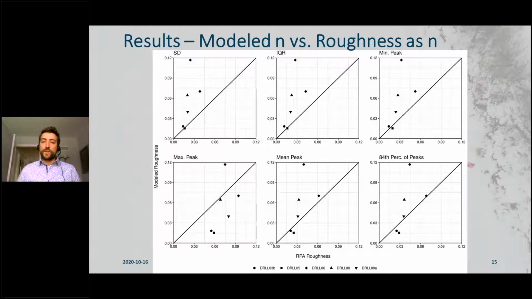The 84th percentile and mean of peak values, which are in the bottom right, just by visual analysis seem to do the best. But it's also interesting to note here that the max peak value seemed to do the worst. So it had an even different kind of scatter to the data as compared to many of the others, which were very similar, and is, I think, quite a bit off.